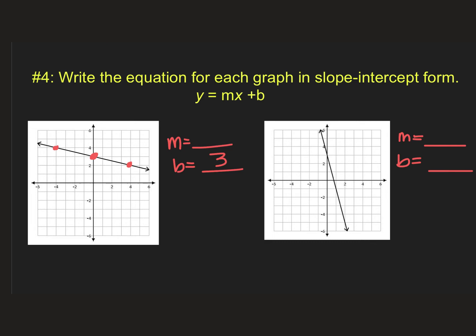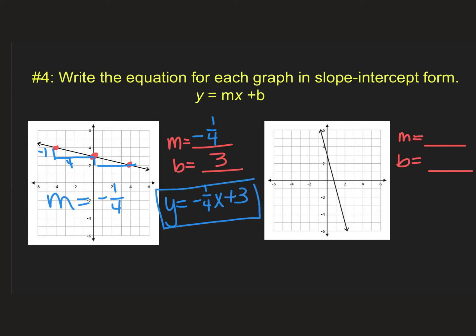How do we get here? Well, we went down 1. Whenever we're going down, this is a negative. And then to the right, 4. Let's try it again: down 1, to the right 4. So my slope is down 1 over 4, which is negative 1/4. Put those two things into my equation. The slope always has an x, and the y-intercept comes at the end.